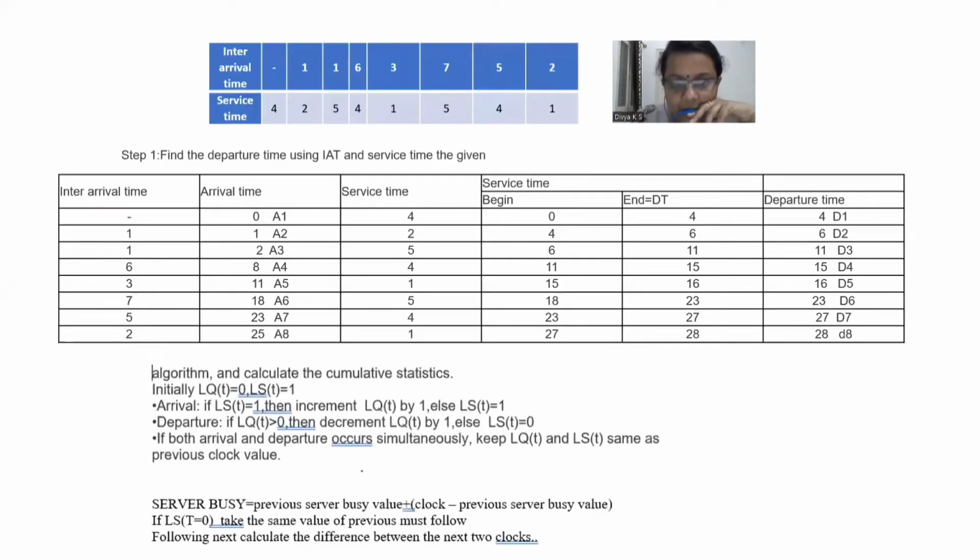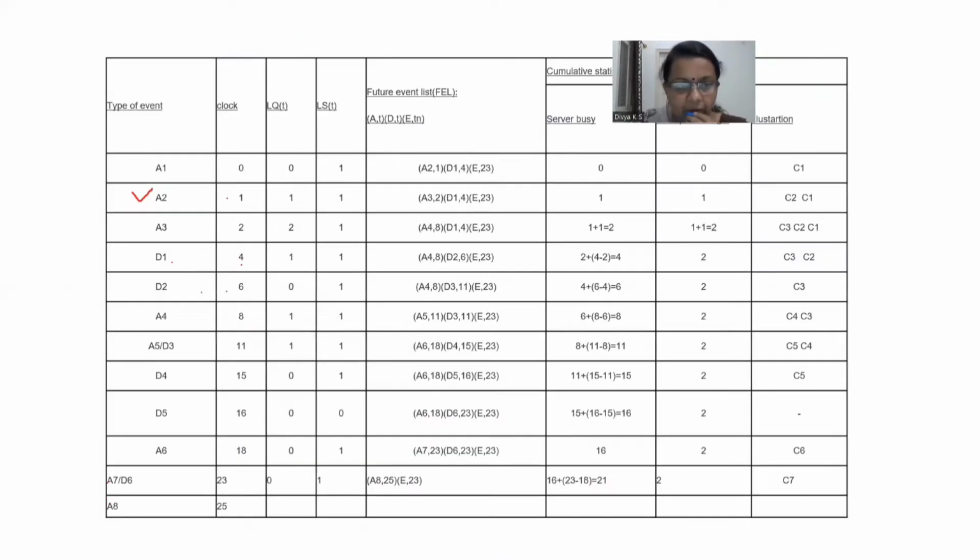So what did you understand from here? According to the timings, you have to see the previous table one. If you have completed table one very carefully, otherwise it will make mistakes in table two also. After completing this, according to the timing, just sort it out. 0, 1, 2, then 4, 6, then 8, then see here this value 11 A5, and here also 11 D3 is coming. This is the parallel thing. A5 and D3 both come in the same clock, so A5 D3 in the 11th clock.